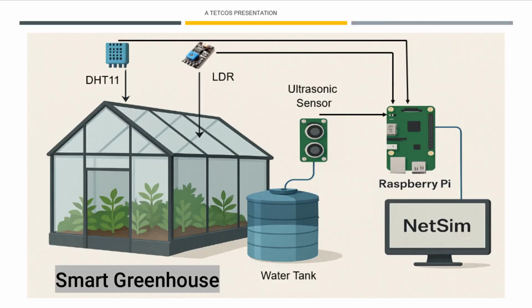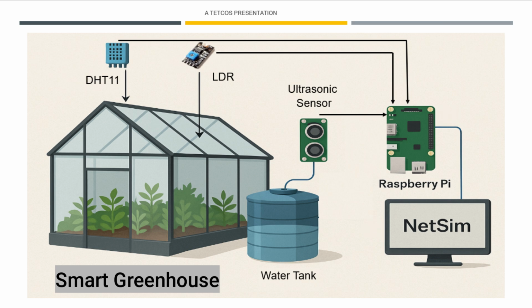Now let's look at a real-world use case. Consider a smart greenhouse. The DHT11 sensor monitors temperature and humidity. The LDR tracks sunlight, and the ultrasonic sensor measures water tank levels. All of this sensor data is collected by the Raspberry Pi and transmitted into NetSim.